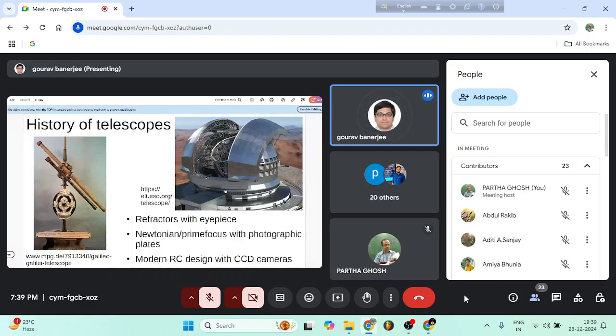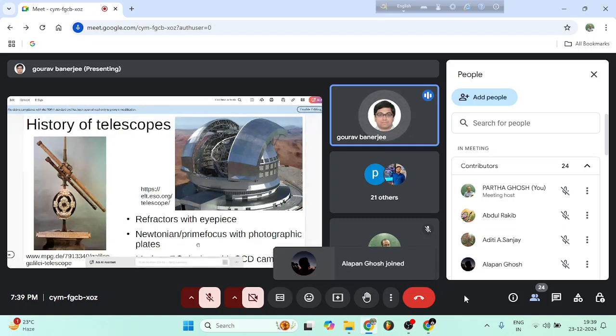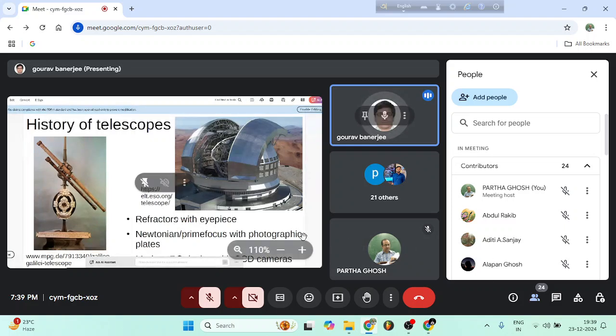But what I want to mention is that we started with refractors with simple eyepieces, like Galileo's telescope. Somewhere in between, we moved to Newtonian telescopes with prime focus and with photographic plates as instruments. And then finally, we have this modern RC design, and we'll talk about what an RC design is, with CCD cameras.